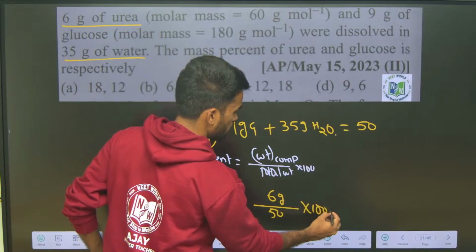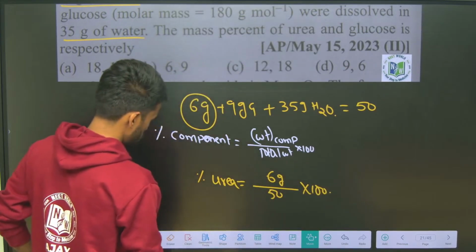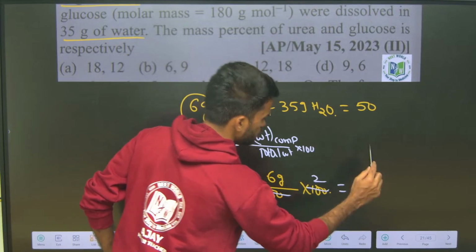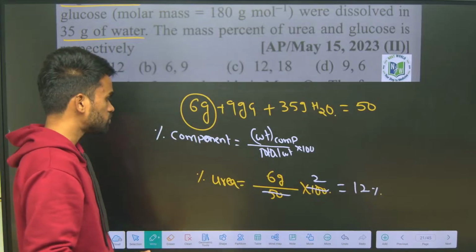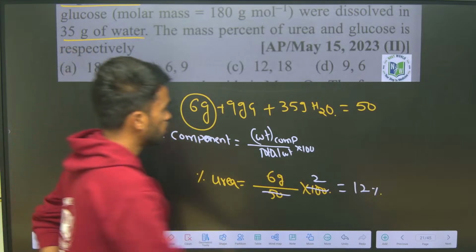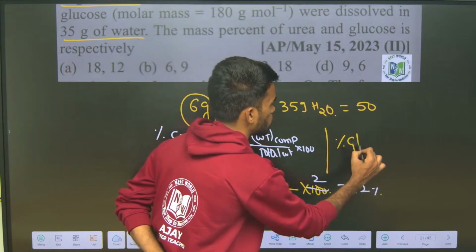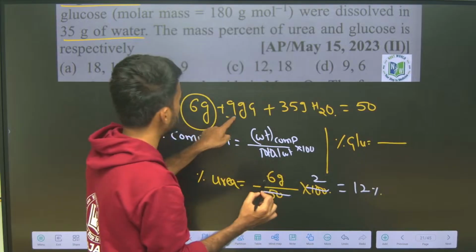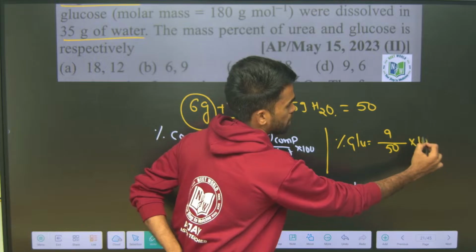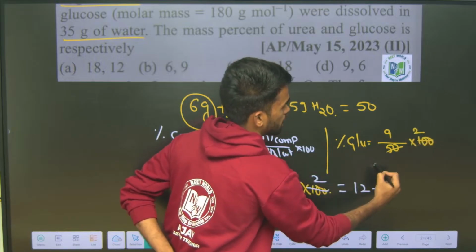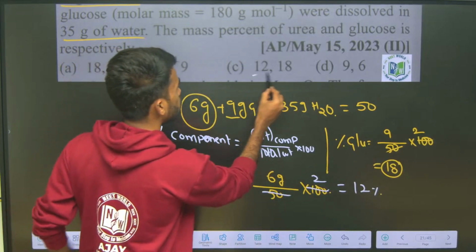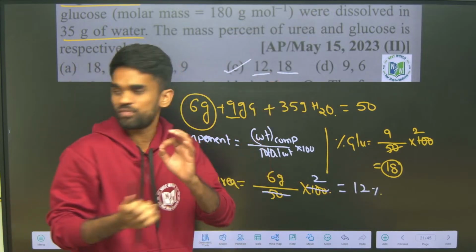That's it. Okay, so now just look at here. This will be 2 times. So what is the percentage of urea? 12%. Okay, now similar to this, you can find percentage of glucose also. So percentage of glucose equals weight of glucose, that is 9 grams, and total weight is 50 multiplied with 100, that's it. So this will be 2 times, so we will get 18% glucose here. Hope this is clear. So we have 12, 18, option C will be the perfect answer, right?